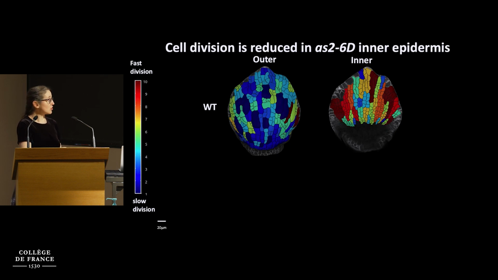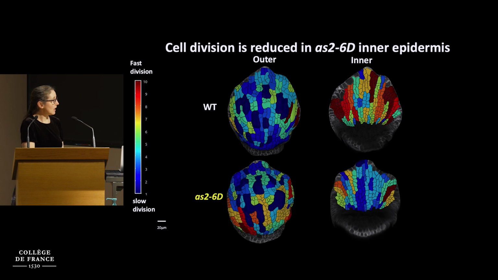Then we looked at cell division. Again, we've got a heat map where fast division is in red, slow division in blue. You can see wild type has pretty much the same pattern, faster division near the edges. On the inside, very fast division. And in AS2, we've got fast division kind of all the way throughout.